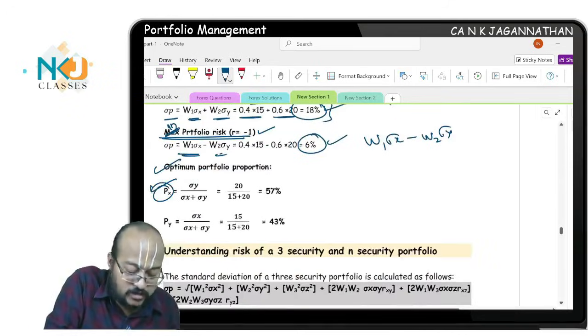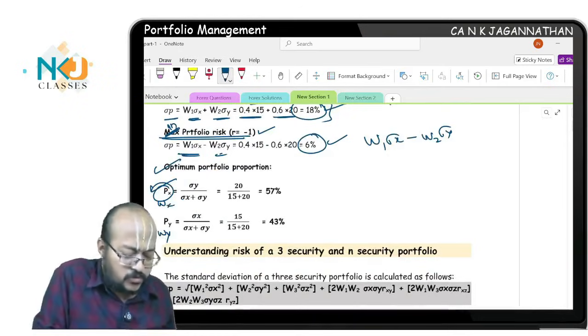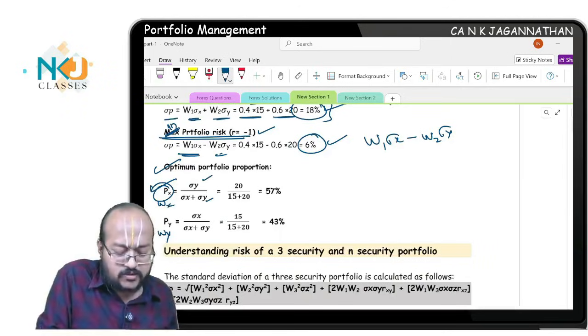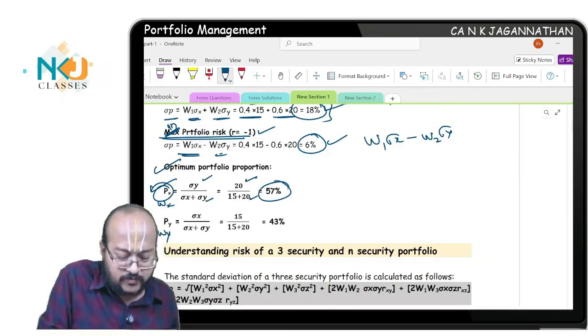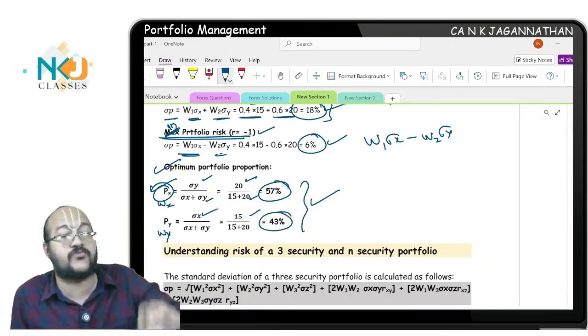See, proportion of x is to be understood as weight of x, and this is weight of y. Weight and proportion, everything is one and the same. So proportion of x is sigma x by sigma x plus sigma y: 20 by 15 plus 20, that is 57%. 15 by 35, that is 43%. Are you all understanding? Simple and straightforward application of the formula.